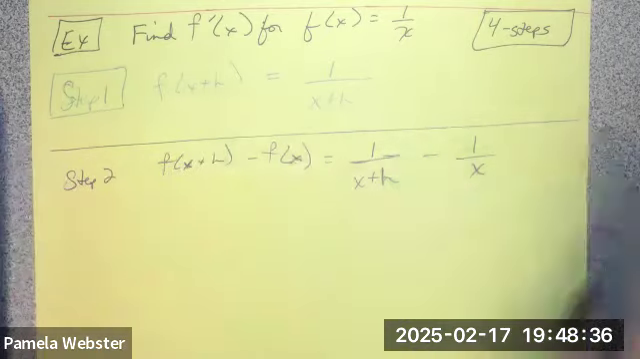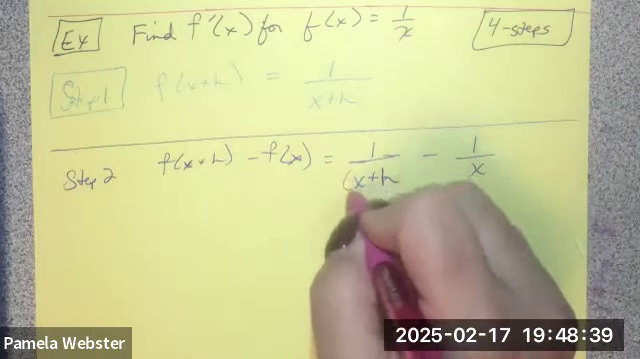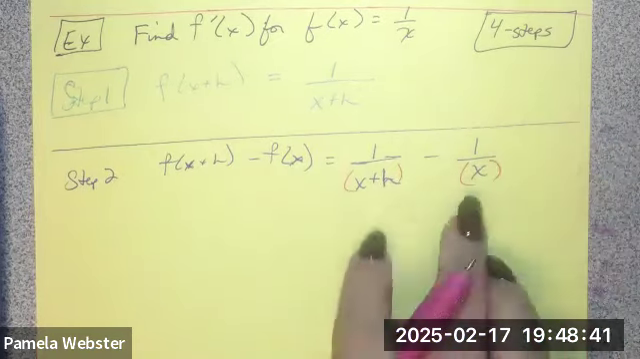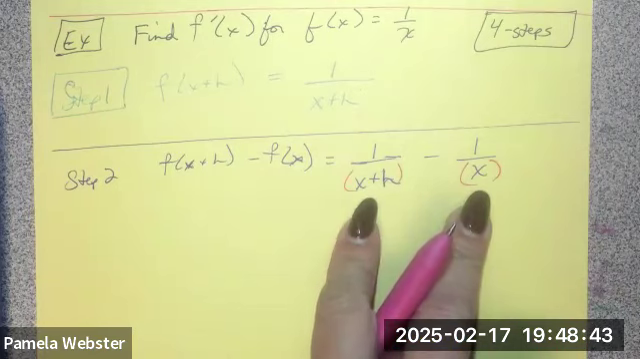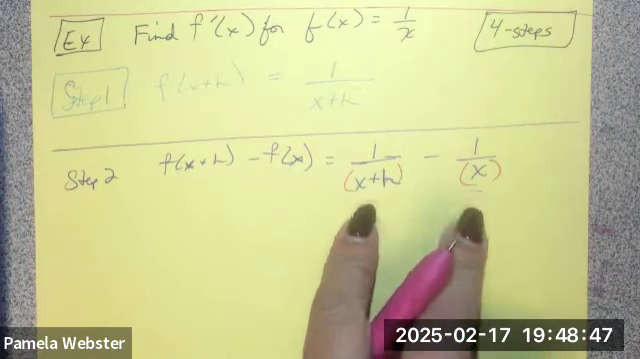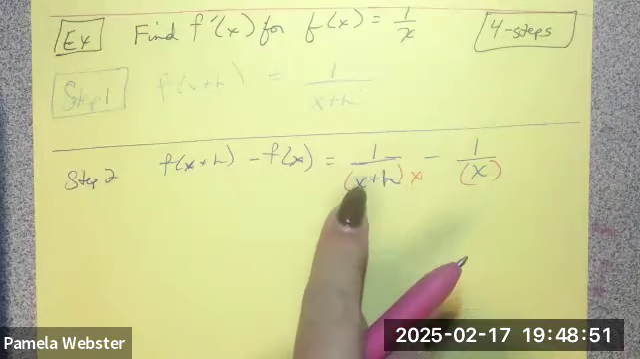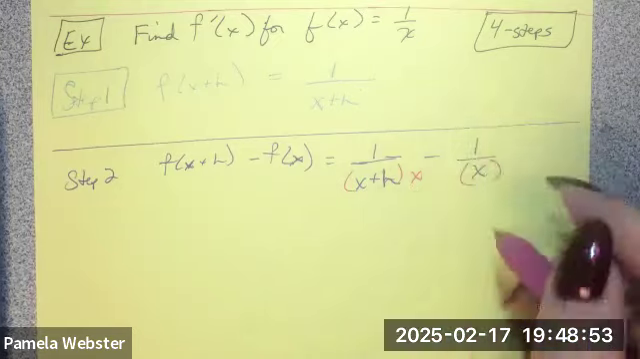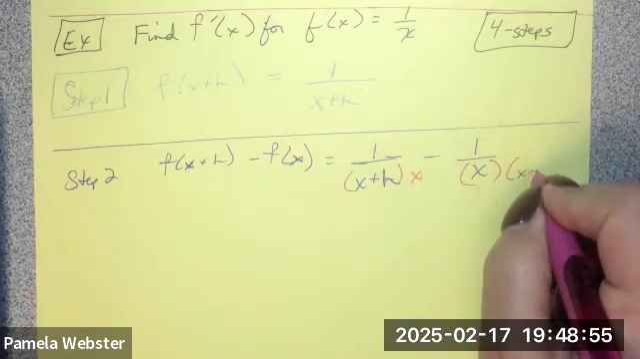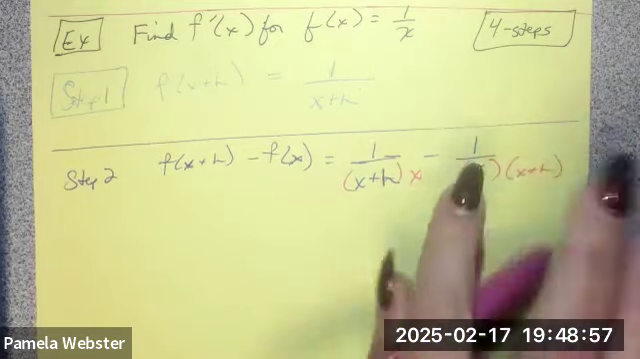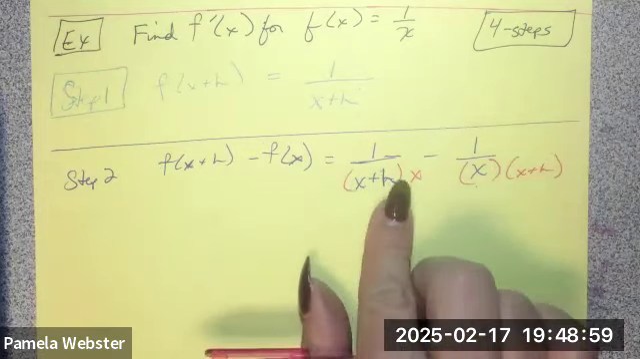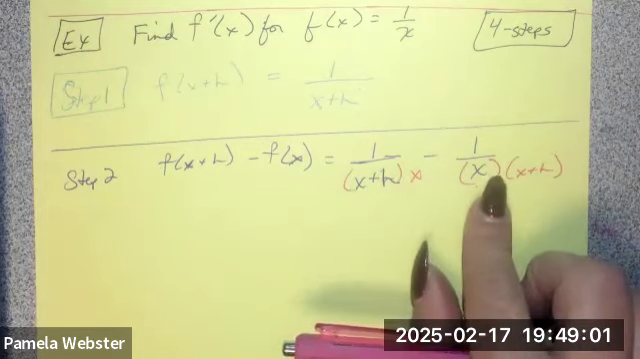So you'll have to think for a minute about common denominators. The common denominator between these two fractions is an x times an x plus h. This guy has the x plus h. I need to multiply by x. This has the x. I need to multiply by x plus h. Okay, so my common denominator here is x times x plus h.